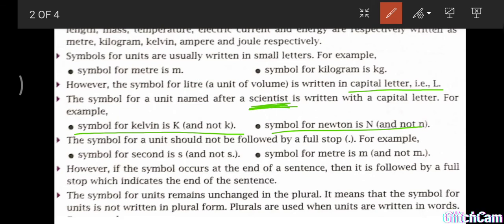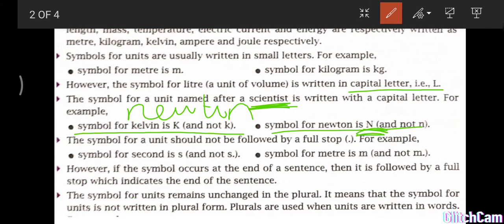But at the same time, if you want to write the full name, then you write it in small letters. For example, newton. So if you want to write the full word, use the small letter. If you want to use only one letter, then use a capital letter.